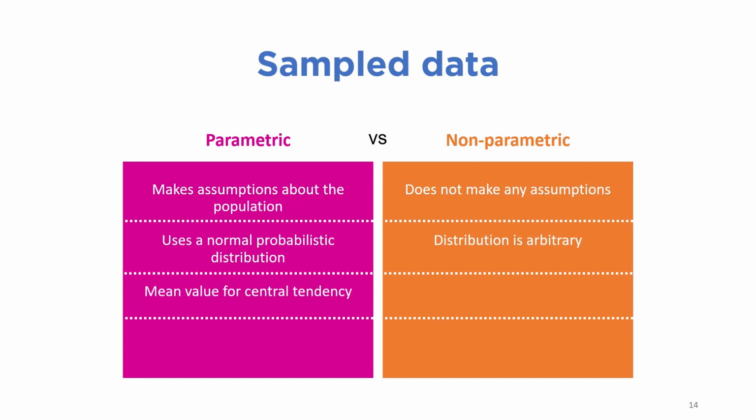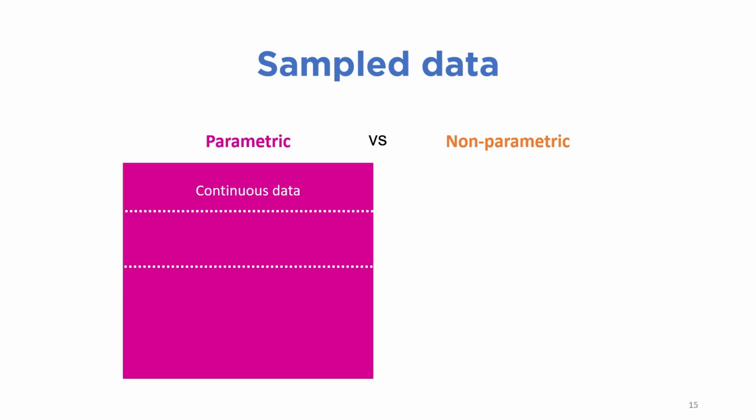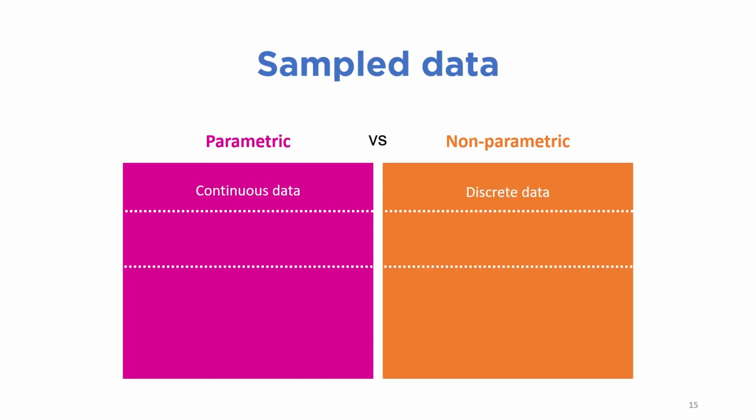There's usually a mean value for central tendency in parametric data. There must be a central tendency that goes along with that normal distribution. That's the mean. Whereas for non-parametric data, you tend to use the median value for central tendency. And parametric data requires previous knowledge about the population, whereas non-parametric data generally does not require knowledge about a population. Going to what we were just talking about, parametric data tends to be continuous, whereas discrete data would fall into a non-parametric category, although some continuous data would not necessarily be considered parametric, and you may have to treat it like non-parametric data as well.